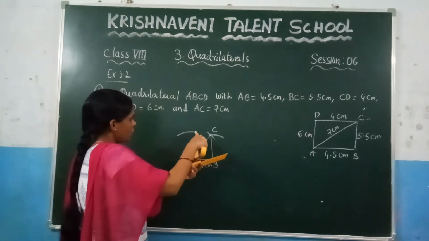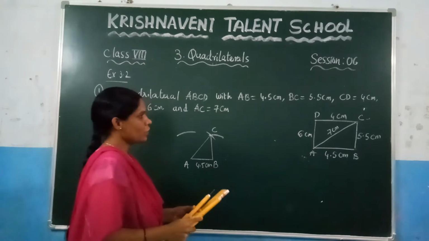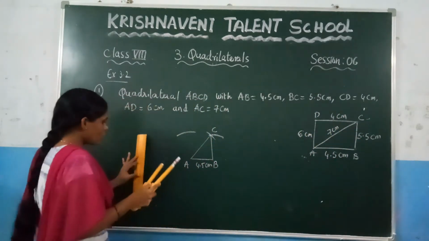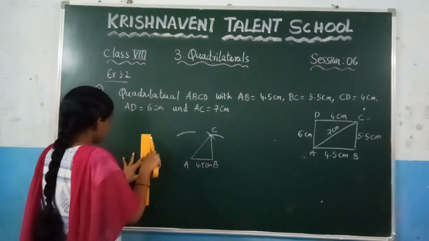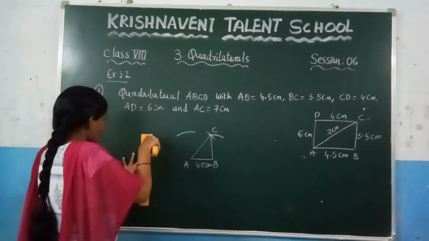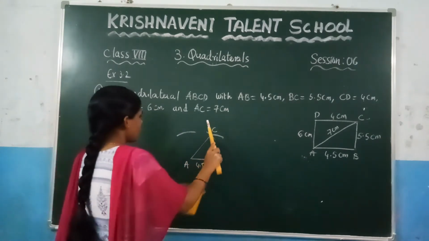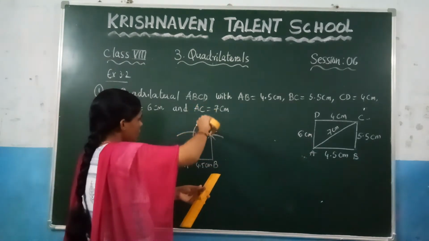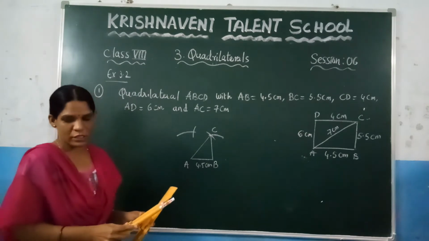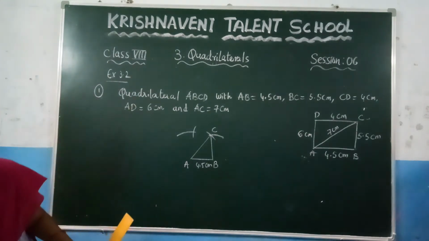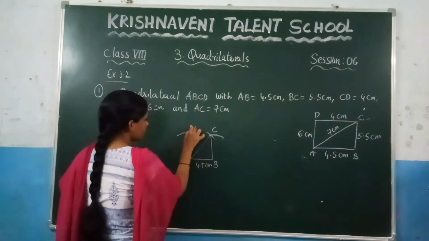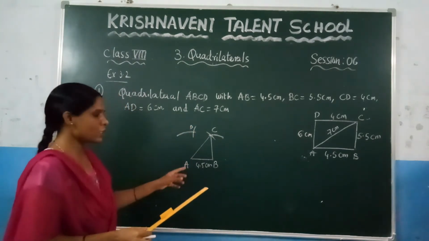And after that, you know that the CD length which is 4 centimeters. So again take 4 centimeters length. So at point C, here make an arc of 4 centimeters. So if you make an arc of 4 centimeters here, again we got one more intersection point. Let us name it as D. Now you got one intersection point here.